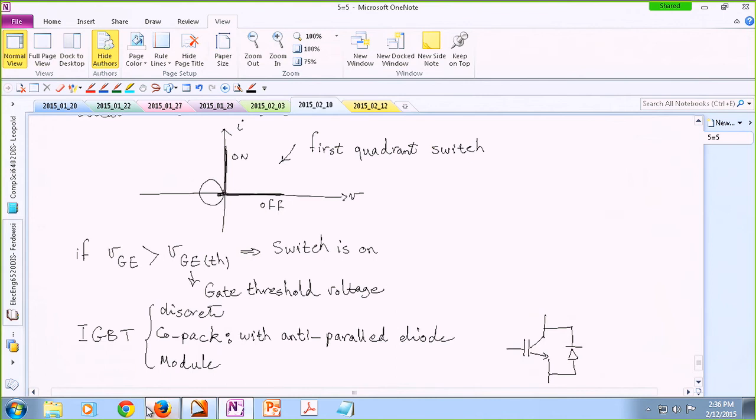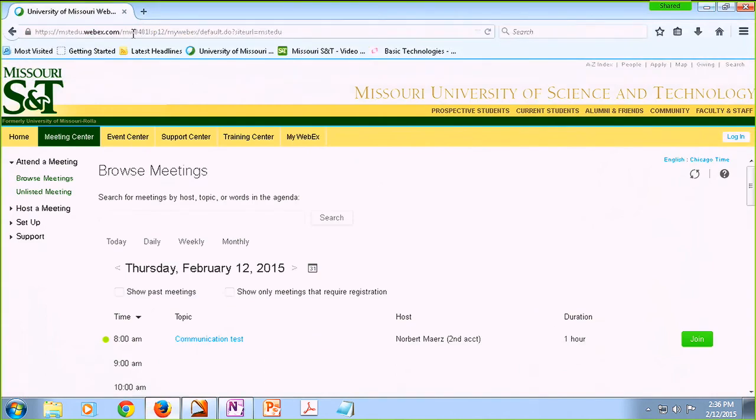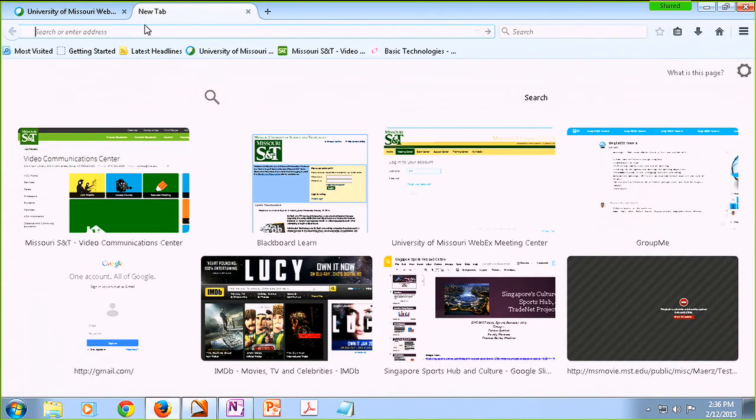Now, by the way, in case you have not seen an IGBT before, let me just show you, just Google it and see what we can find in terms of pictures.